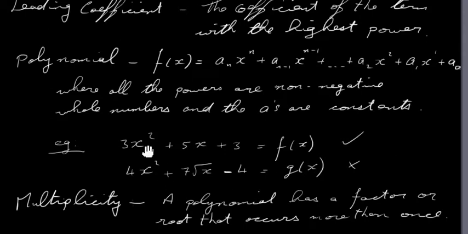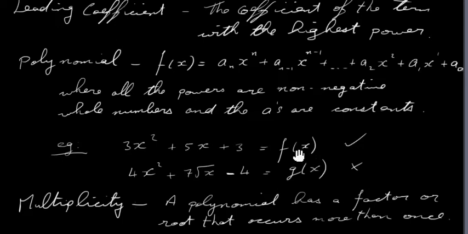Okay, so for example, 3x squared plus 5x plus 3 is equal to f of x. This is a polynomial. Why is it a polynomial? Because you've got your powers here. You've got an x to the power of 2 and x to the power of 1 here. So the powers are not negative. They're positive numbers, 2 and 1. And the a's are constant. So the numbers in front of the x squared and the x and this 3 here, they're constants. 3, 5, 3, they're constants. They're not variables.